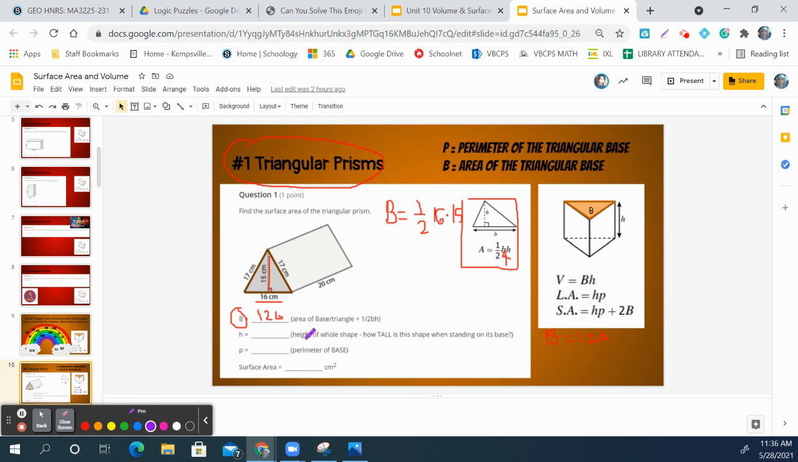Then it says, what is the height of the whole shape? The height of the whole shape is not the height of the triangle. It's different. So it's not this 15. The height of the whole prism is this 20.